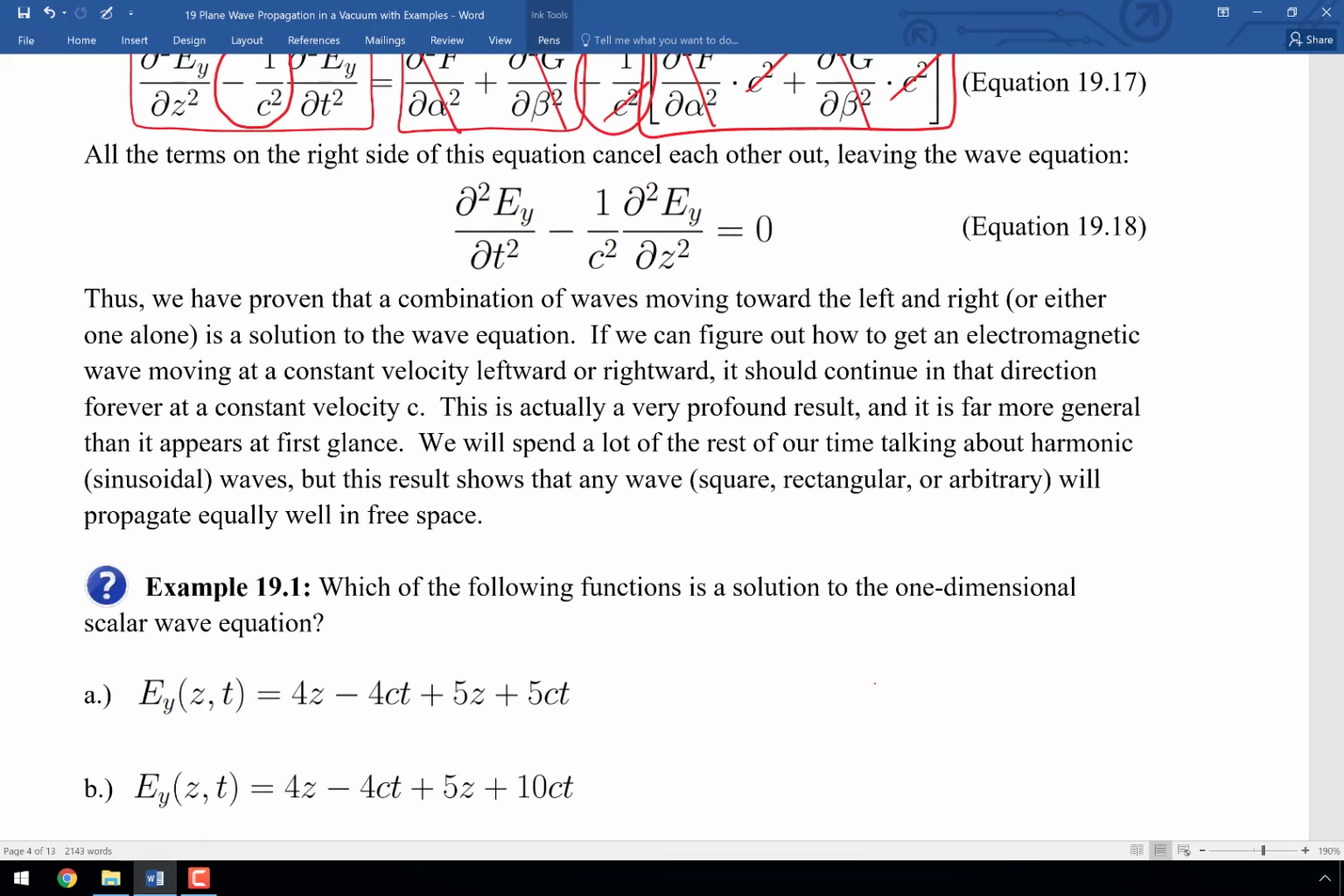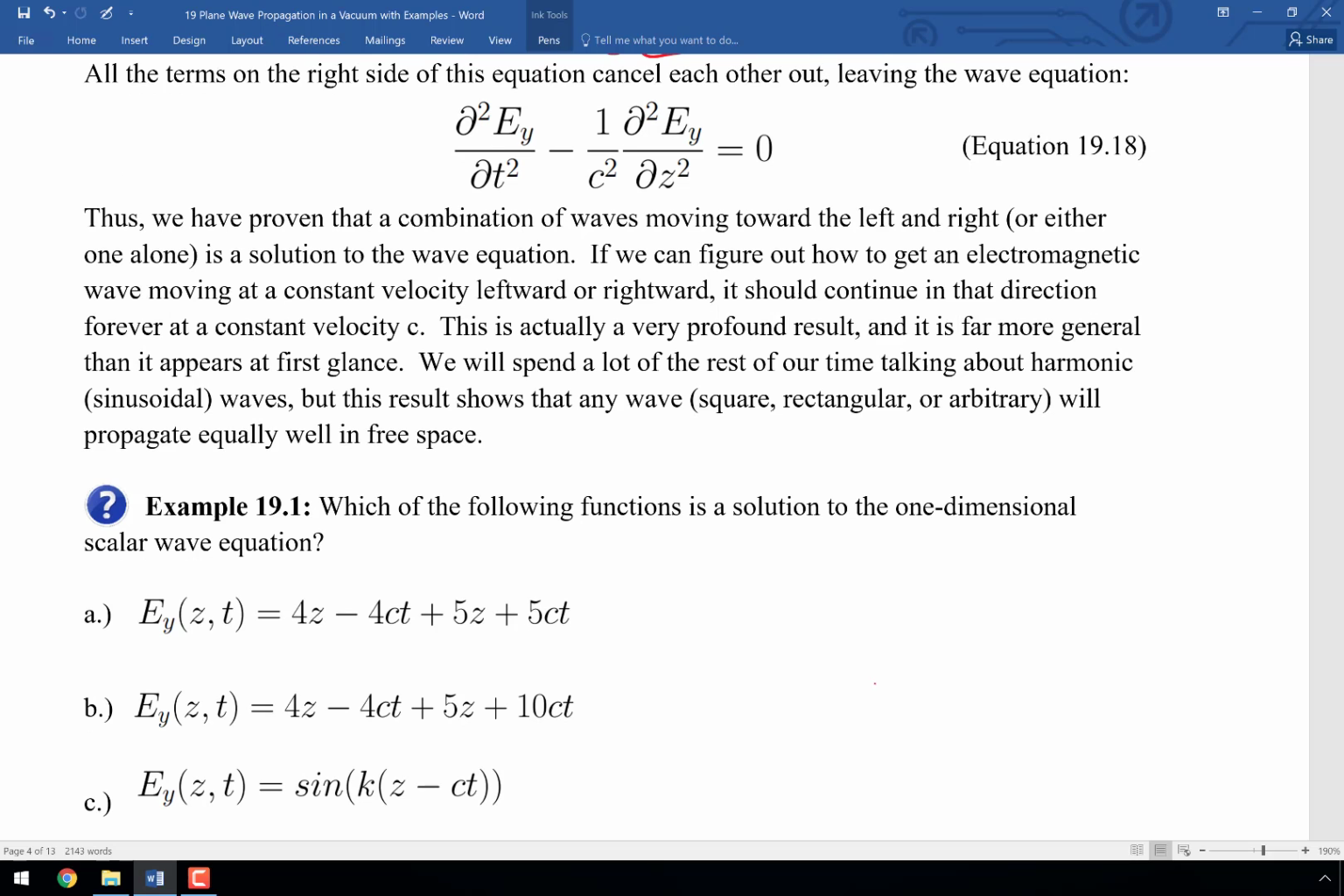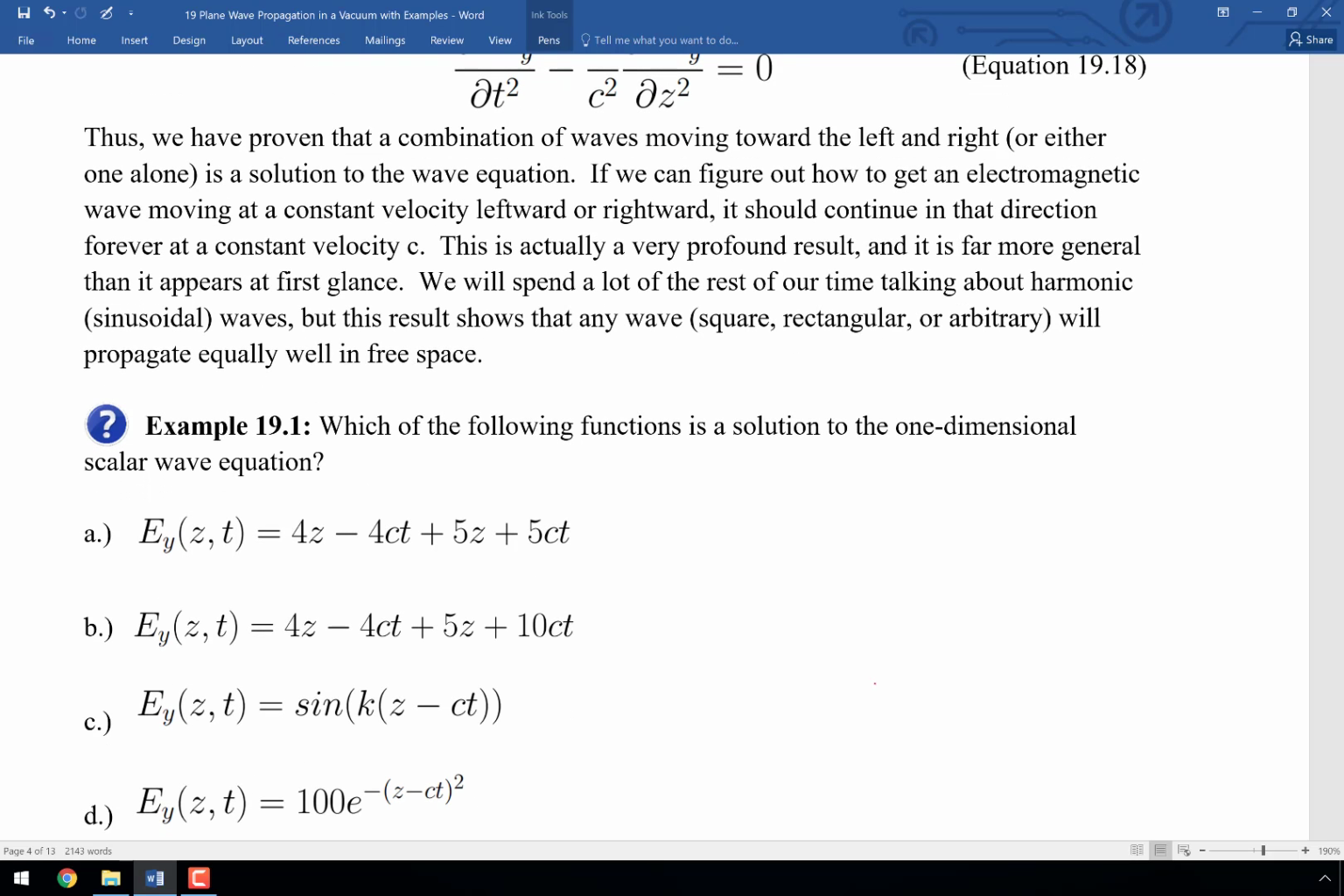So which of these functions is a solution to the one-dimensional wave equation? This is actually a really profound result, that we can have a rightward moving wave and a leftward moving wave, and that if we can ever figure out how to get an electromagnetic wave to propagate, it'll propagate forever. Which is why, again, when you look out into the night sky, you can see light coming from stars that has been traveling for years and years and years.